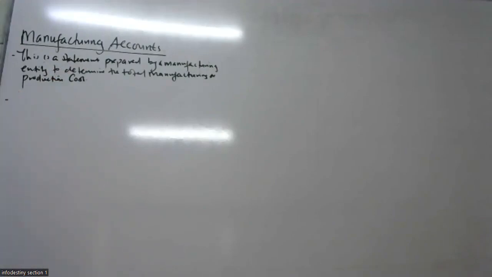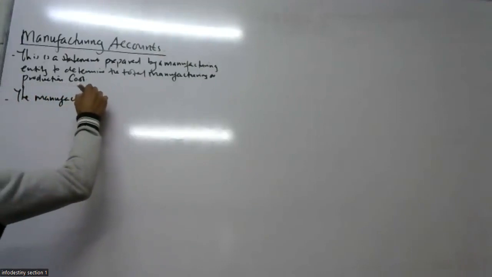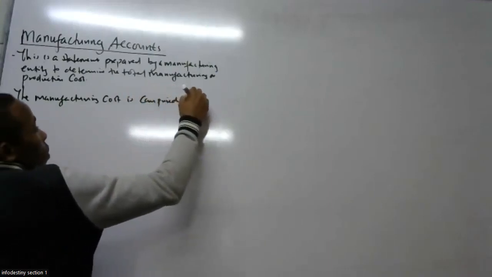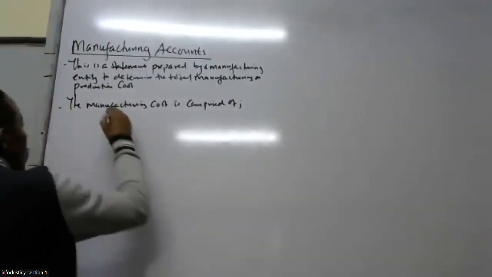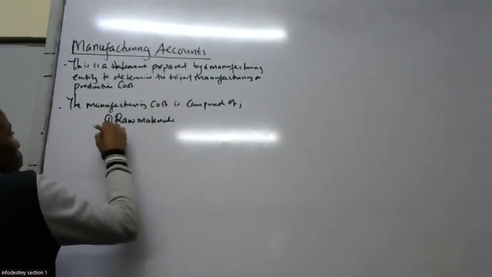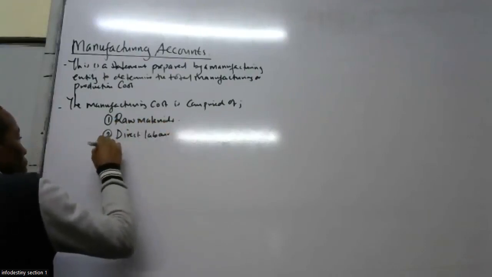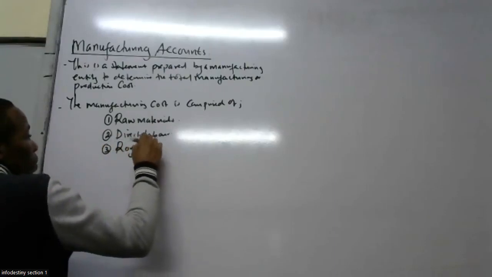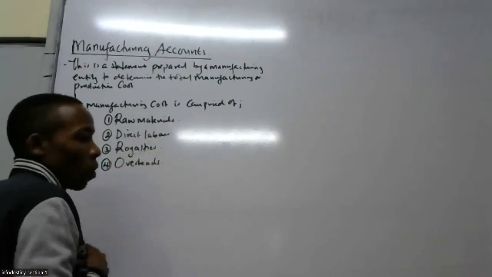Then write and say that the manufacturing cost is comprised of: one, the raw materials; two, we have the direct labor; three, we also have royalties, if they are there; four, we have the overheads.